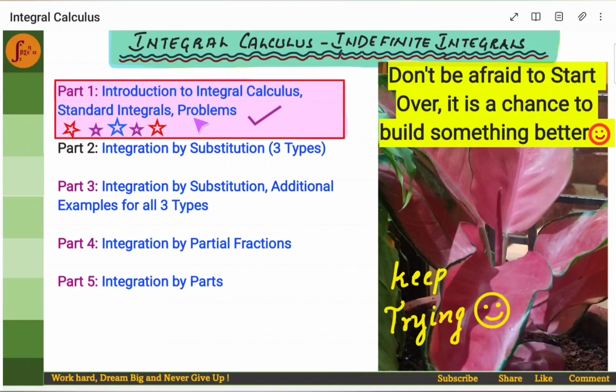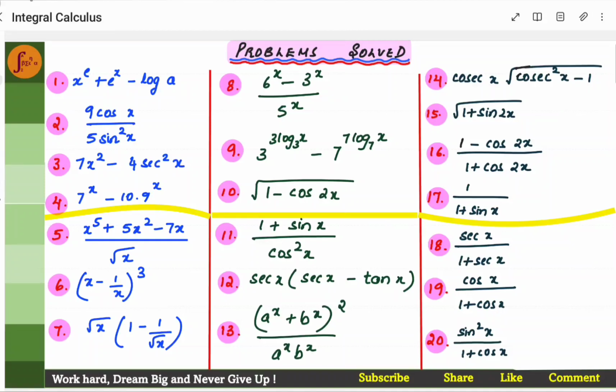Hi everyone, in this video we'll go through an introduction to integral calculus, learn what is integration, what are standard integrals, and how do we solve problems using standard integrals. The following problems are solved in this particular video.